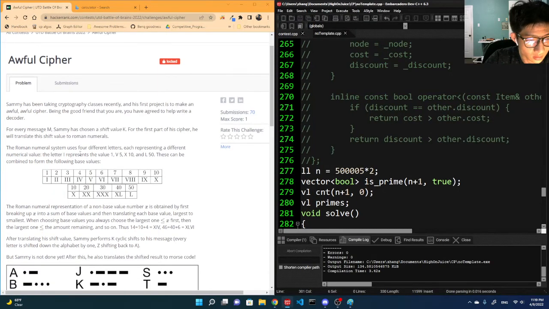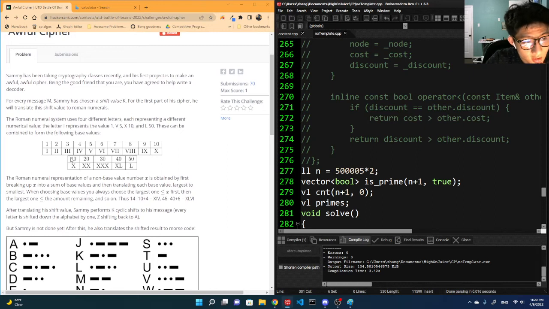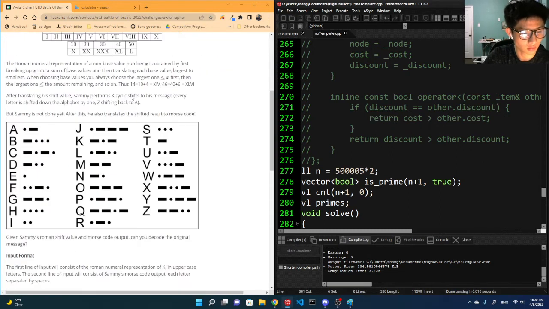Sammy's taking cryptography classes, and his first project is to make an awful cipher. Being the good friend that you are, you have agreed to help write a decoder.